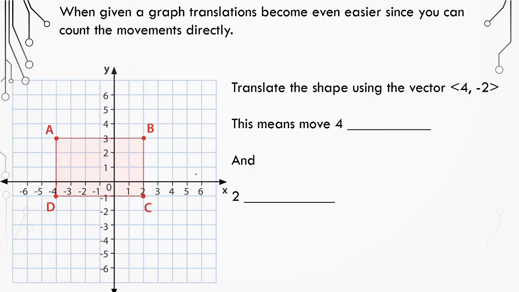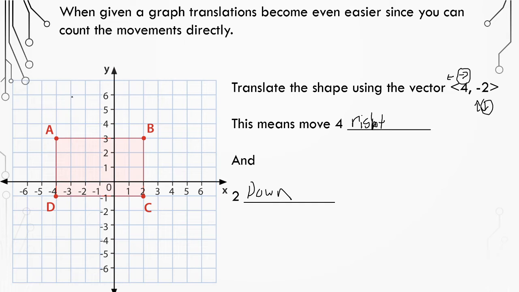Now, if you have a graph, you can obviously do this using the graph to help you out. So some people, again, are more visual like that. So for instance, let's say I give you this shape here, and I say translate the shape using the vector 4, -2. Well, again, if we think about what this means here, 4 means go 4 to the right because it's positive, correct? Remember, first number controls left or right, and since it's positive, we're going to go to the right. And the second number controls up or down, and since it's negative, we're going to move down. So 2 down.